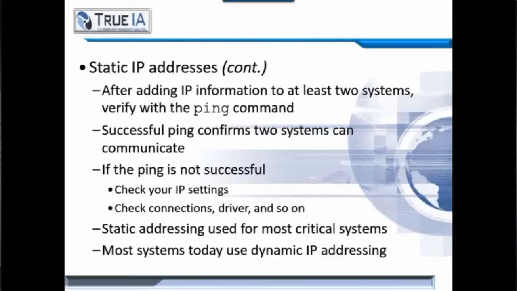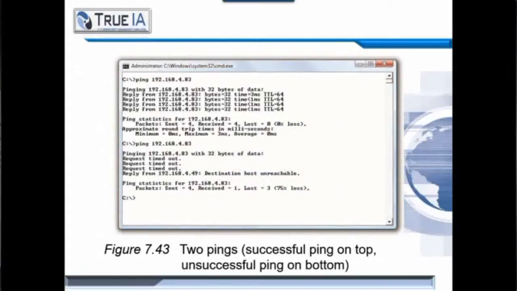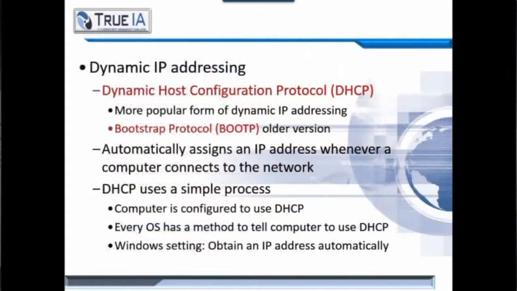Generally, you're only going to use static IP addressing for critical systems. Most systems today are going to use dynamic IP addressing. With dynamic IP addressing, generally you're going to use the DHCP protocol, or Dynamic Host Configuration Protocol, by far the most popular form of dynamic IP addressing. However, there is an older version that we called BootP. Dynamic IP addressing automatically assigns an IP address whenever a computer connects to a network.